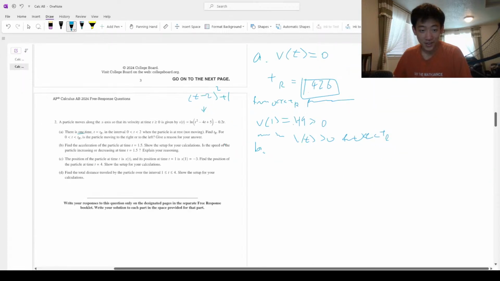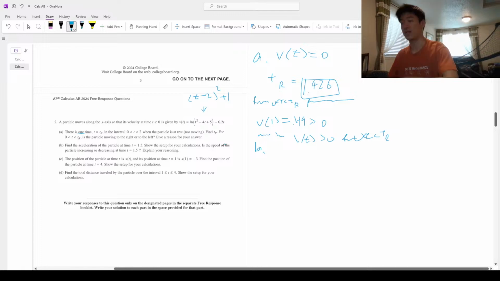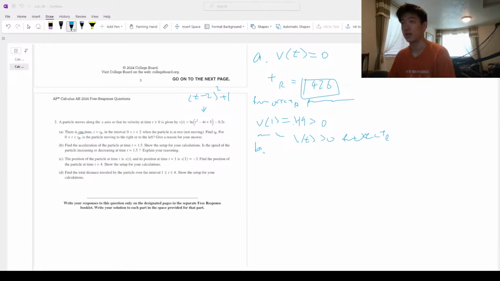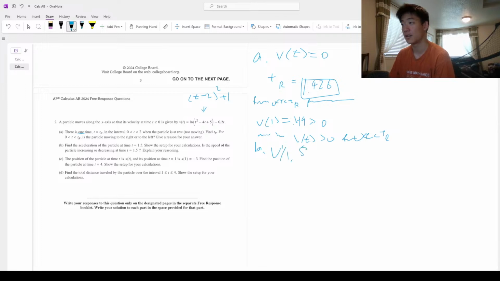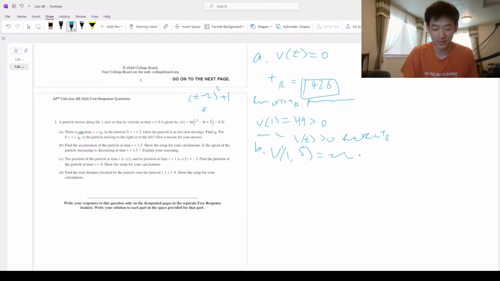Find the acceleration. That's just v prime. V prime of 1.5. Okay, this is a number. Actually, I can figure it out for y'all. You just go to Math 8 and derive with respect to x. Put in y1, x equals 1.5.